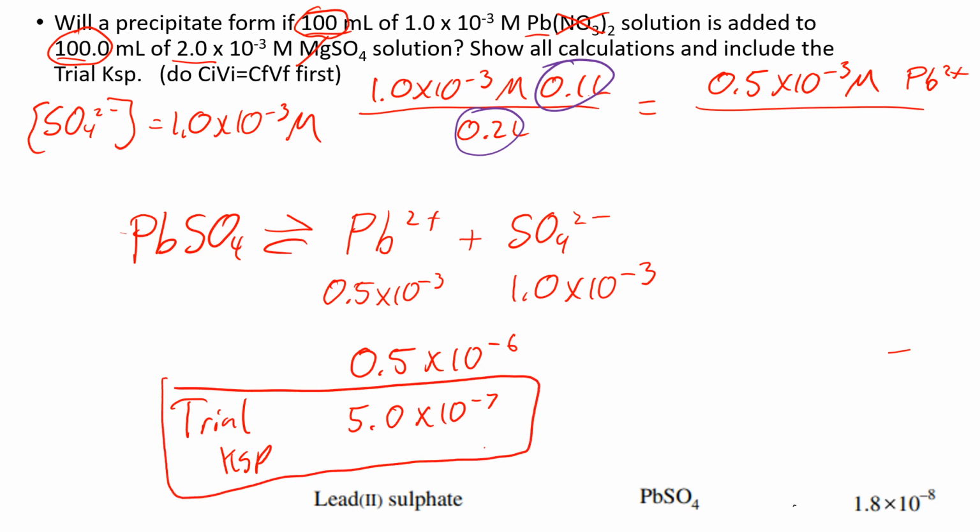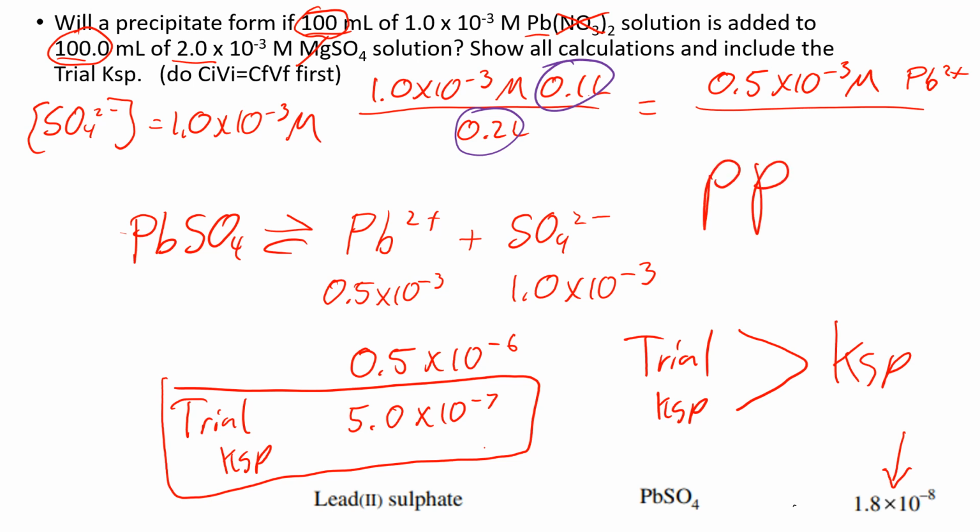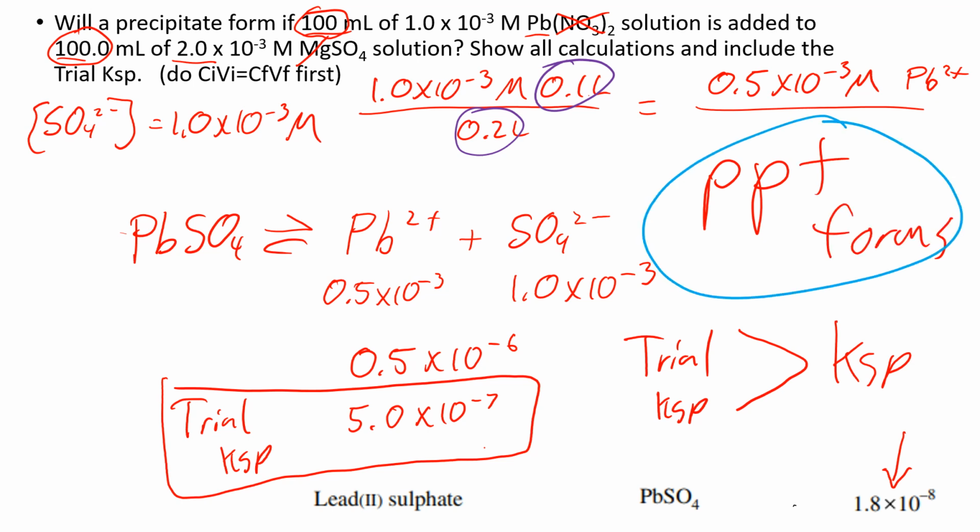Now, it happens that my trial KSP is larger than my KSP, which is right down there. That means we have too much Pb and too much SO4. Since that is the case, a precipitate forms. And that's that.